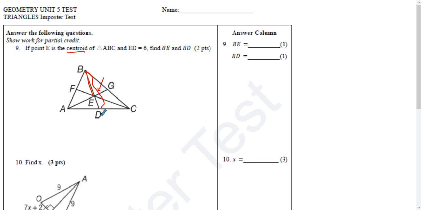The only thing it gives me is the ED, this short part, is 6. This is a third of the entire segment. And so we said this short part is half the length of the longer part. So this is going to be 12. And you can find the whole segment just by adding these 2 together. 12 plus 6 is 18. Notice that a third of 18 is also 6. So the whole segment BD is 18, and this longer part BE is 12.